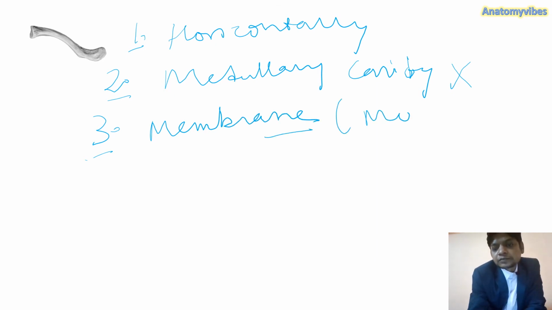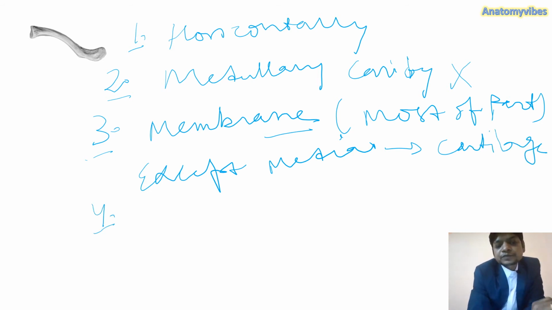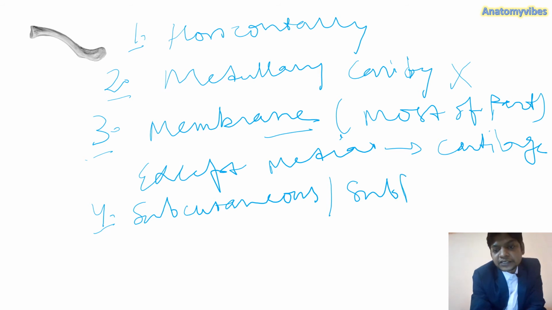Now, most of the part ossifies from membrane, except the medial side, which ossifies in cartilage. So this is one special feature. Now the bone is subcutaneous, just below the platysma muscle. So subplatysmal or subcutaneous, we can palpate the clavicle.